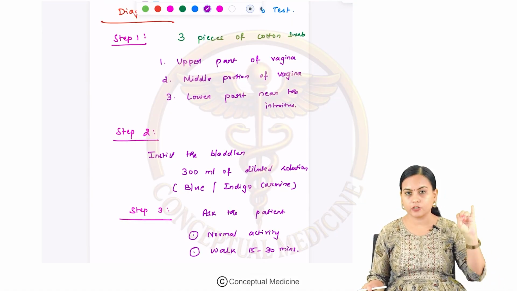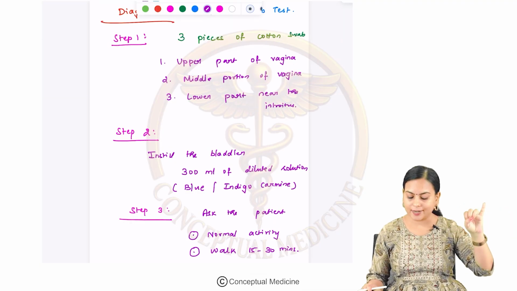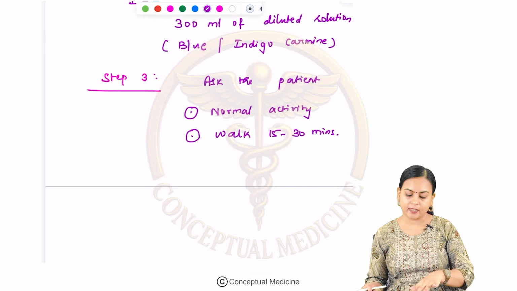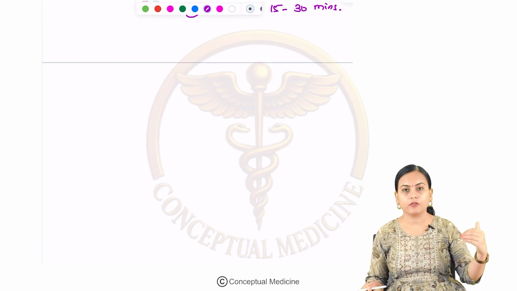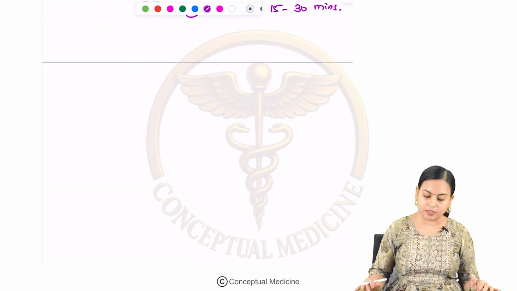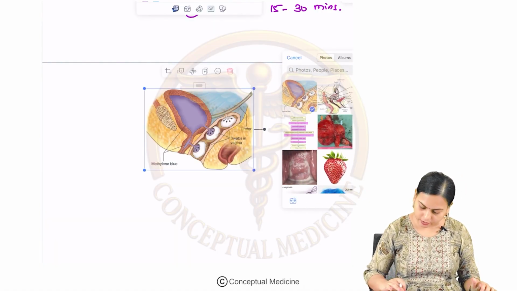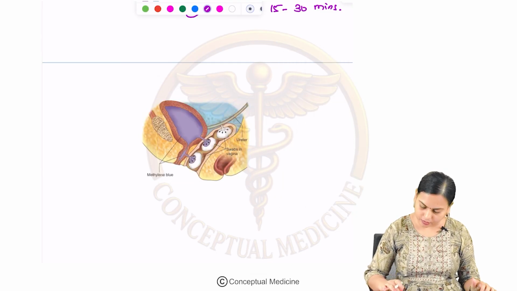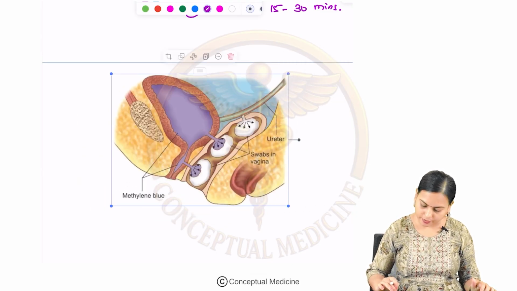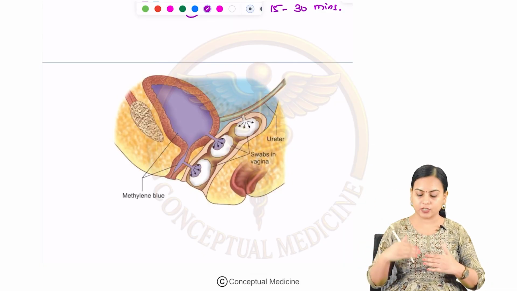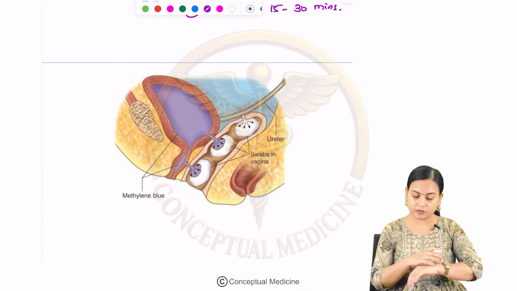Okay, so first one, you are placing a cotton and then you are instilling the bladder with 300 ml of diluted solution of blue or indigo carmine, and finally you have to ask the patient to either do her normal routine activity or ask her to walk for 15 to 30 minutes. Okay, so this is how the cotton swabs will be placed. So this is the vagina. So in the upper, middle and lower portion of vagina, we are placing 3 cotton swabs, right?